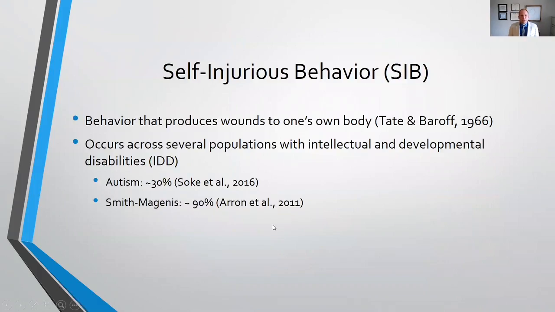Self-injurious behavior is any response that produces or has the potential to produce wounds to the body. Self-injurious behavior, SIB as I'll call it, is a major cause of suffering for individuals with intellectual and developmental disabilities and their caregivers. And it varies in commonness across developmental disorders. However, it can be a prominent feature of these disorders.